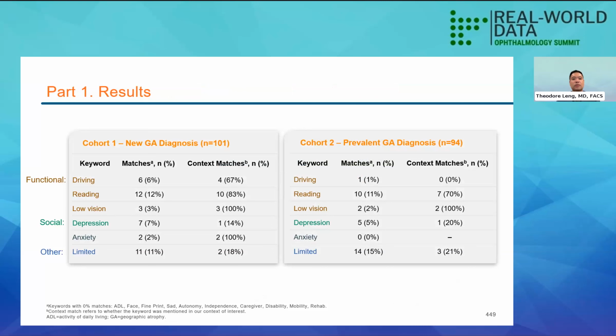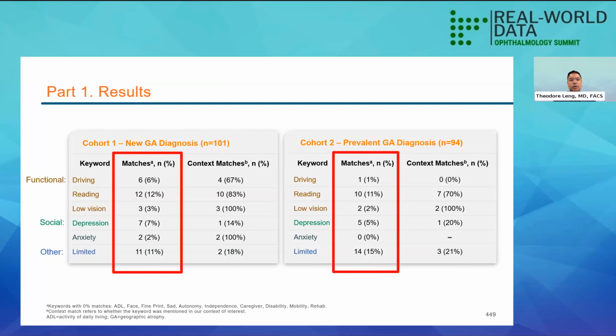Looking at the demographics for our study, you can see that cohort 2 was slightly older because they had been living with GA for at least 3 years and had more subfocal disease than cohort 1. So here are the most common keywords that were identified. You can see by looking at these percentages that physicians in general didn't use keywords very often in their notes. The most common keyword was only used in 15% of encounters.